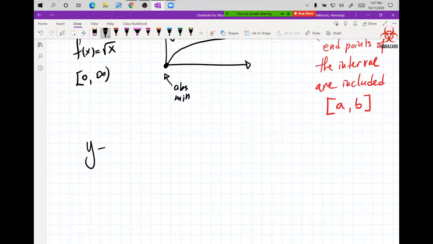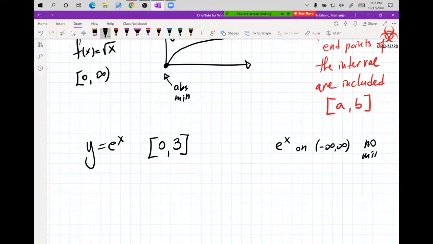So how's my y equals e to the x on 0 to 3 doing? All of a sudden I have a min and max. So e to the x on negative infinity to positive infinity, no min or max. There's nothing. We have seen that a couple of times. We've seen it on a graph, and we've seen it through calculation.